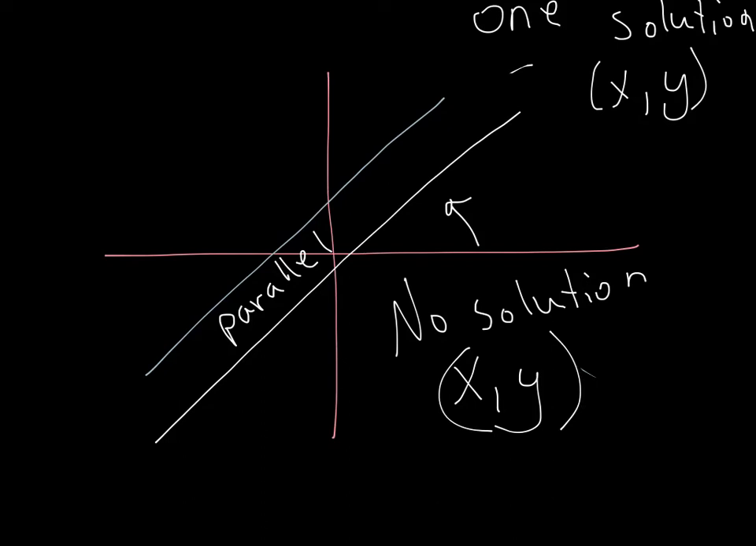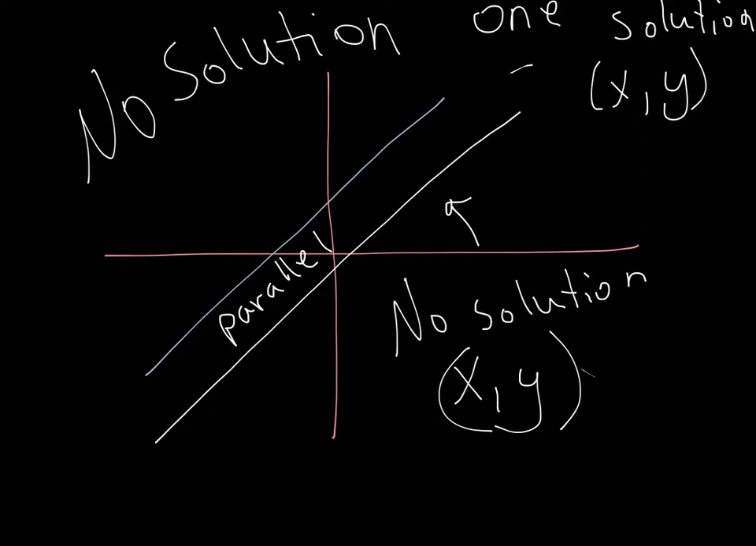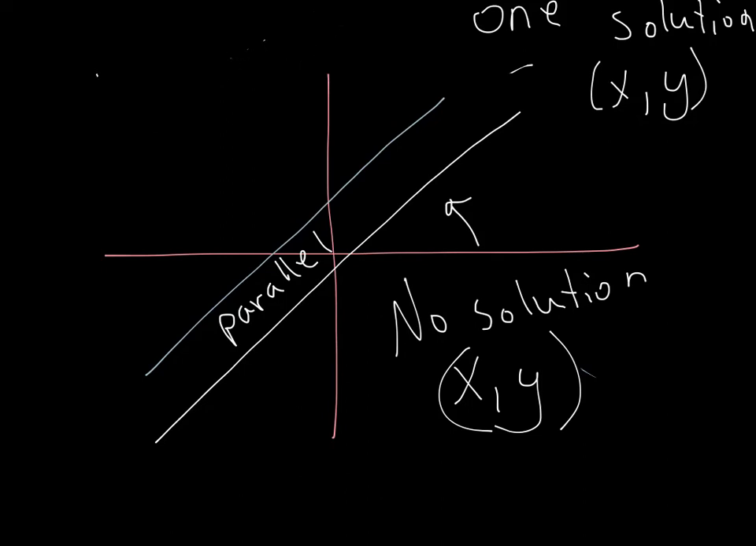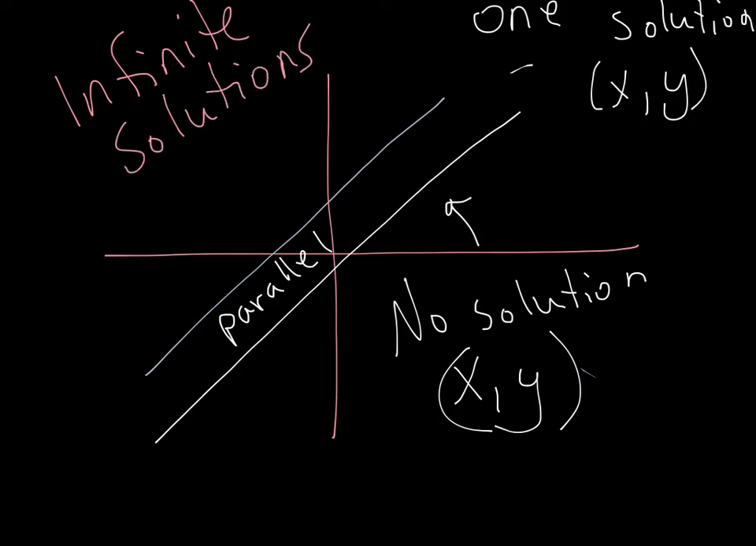Okay? Now let's talk about the last kind of possible solution. So it is possible to have, oh, I already did that, no solution. That's what I just talked about, parallel lines. The last possibility for solutions would be infinite solutions, right? So if the lines are parallel, there's no solution. But how can we get something that would present us with infinite solutions? Let's think about that.